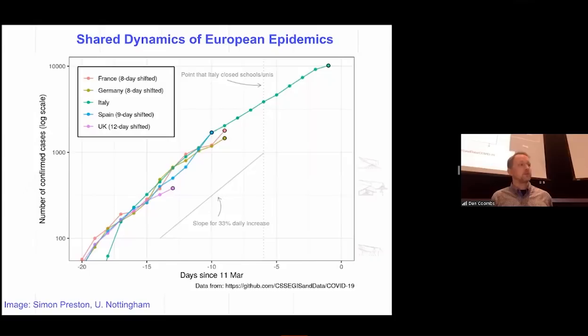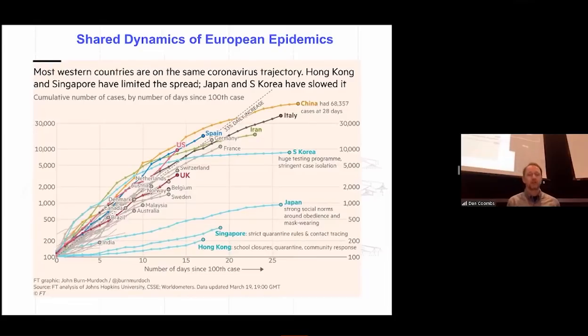And you can see here with the indicated line, there's about a 33% daily increase in a number of European countries, modulated by the time shift. This style of graph, from the Financial Times, has a lot more countries on it, and is a little more up to date. What you can see is a whole plethora of countries that are basically following that same slope line of a 33% daily increase, offset by time again. Some exceptions: Hong Kong, Singapore, Japan, South Korea. South Korea we looked at before, but it's notable that South Korea certainly followed that initial trend for quite a long time before they came off of it.